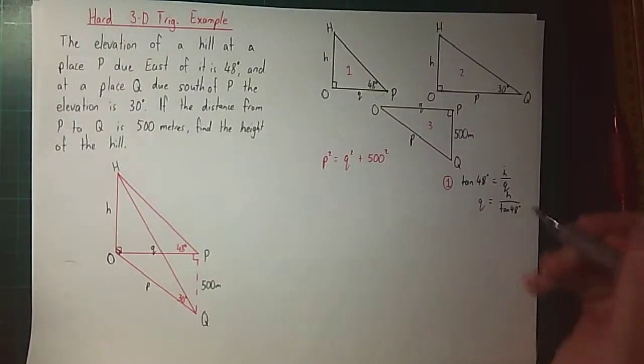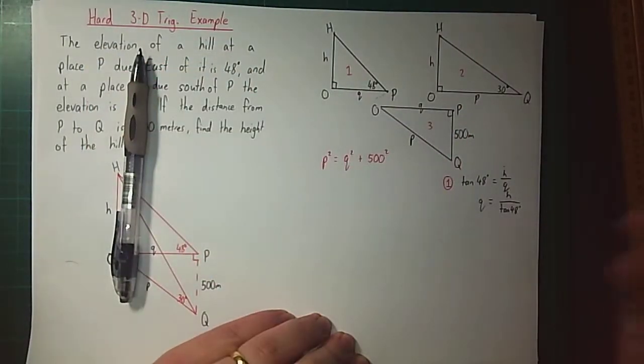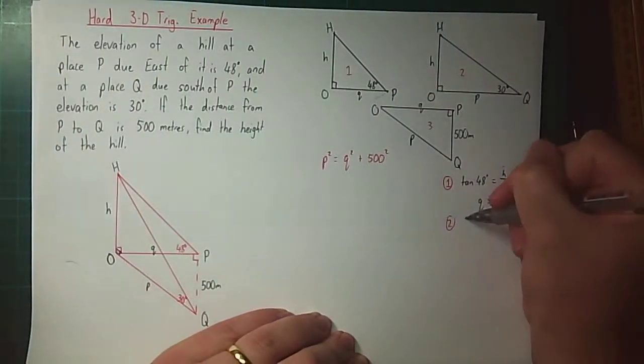I'm going to leave it like that because, of course, we can't evaluate it since we don't know what H is. For the second triangle, we can do the same thing. So we're going to get the tan of 30.